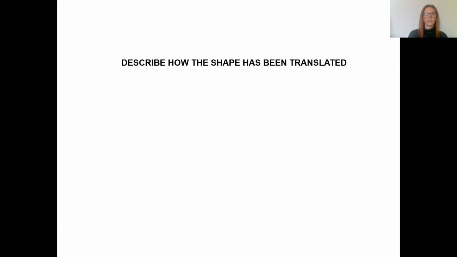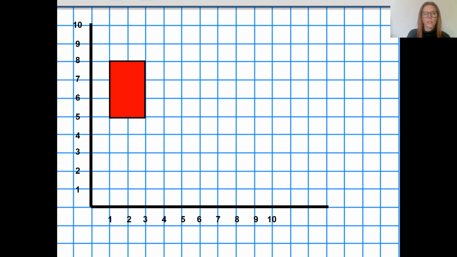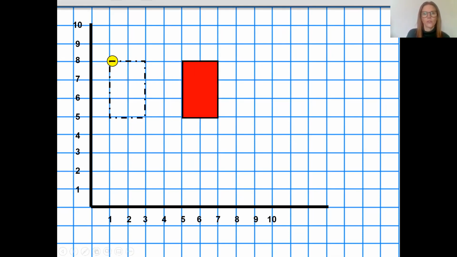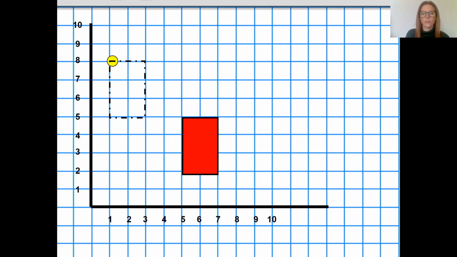Right, now you can describe how the shape has been translated as well, and I'll show you what I mean by that. So here's our shape. Now our shape is going to be translated to a new position. So our shape will be translated to this position here. And we need to say how it has moved. So in this example, the shape moved 1, 2, 3, 4 right, 1, 2, 3 down.